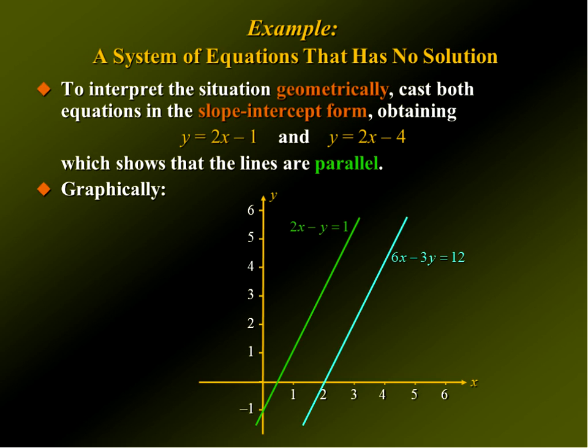A system of equations that has no solution, graphically it shows the geometric interpretation of the situation. Take both equations and draw the graph of these equations. First of all, I draw the graph of the equation y is equal to 2x minus 1. This is a line of that graph. Then again I draw y is equal to 2x minus 4.